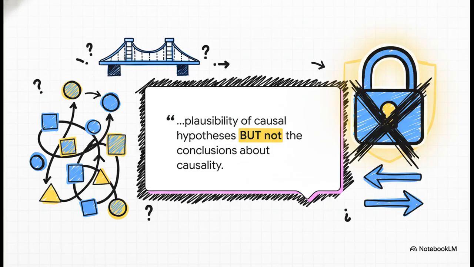SEM can tell you if your theory about what causes what is plausible, but it can never definitively prove it. It shows you really strong correlations and how well your model fits the data, but it's not a guaranteed cause and effect relationship. So think of it as a powerful guide, not a final verdict.